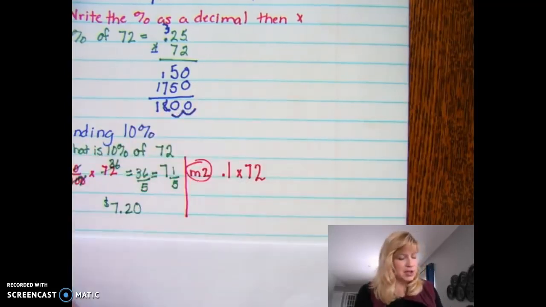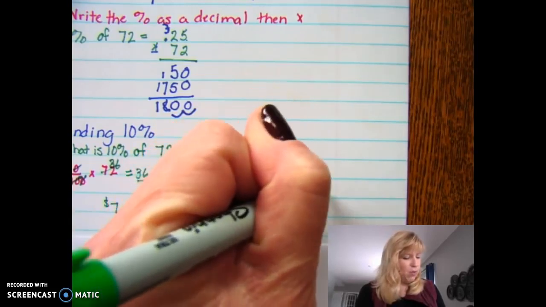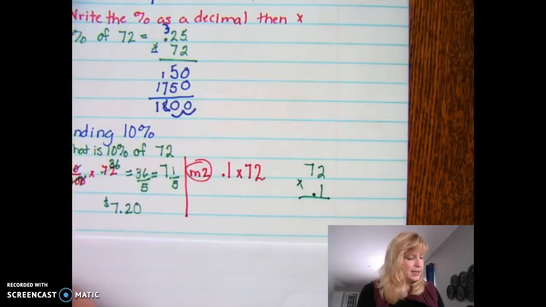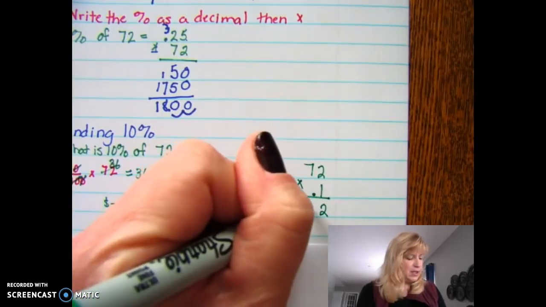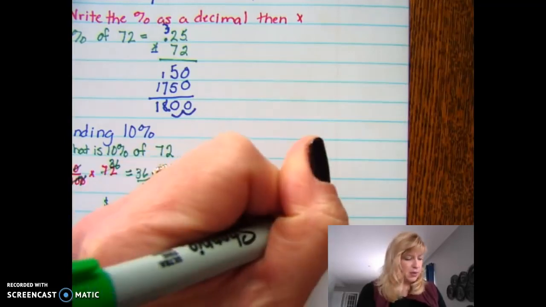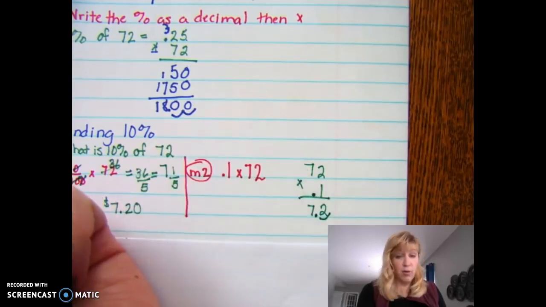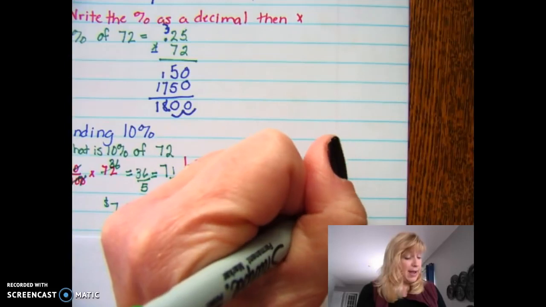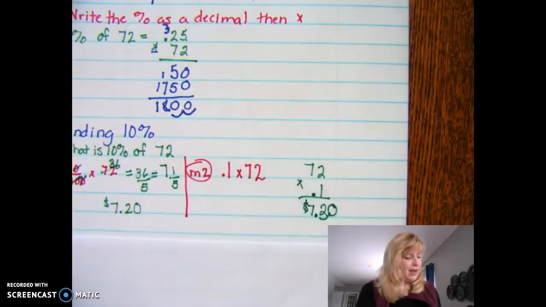Let's review that by just going through it. If I do 72 times 0.1, obviously I am going to get a 72 down here, but there's one place after the decimal. We're going to swoop it over and end up with 7.2, or when we're dealing with money, we add that cows come home zero, as we like to call it, and we end up with 720.